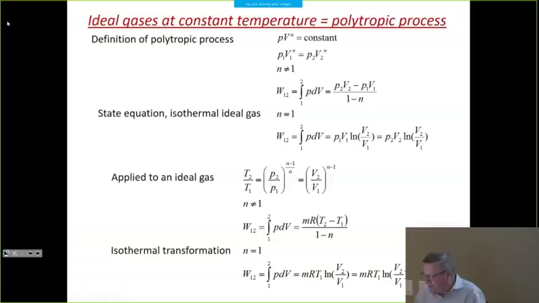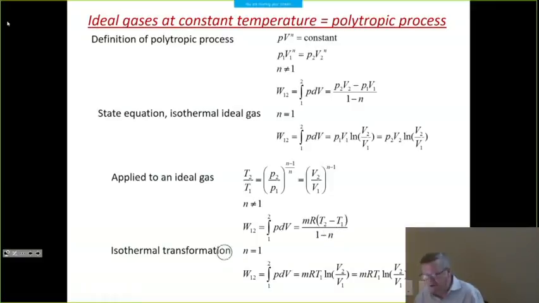One can push that further. We can replace these V's by T's. So you know that P2 over P1 is T2 over T1 to the (N minus 1) over N, which comes from here. And for N not equal to 1, you can then express the work as the mass times the ideal gas constant per mass times (T2 minus T1) over (1 minus N).